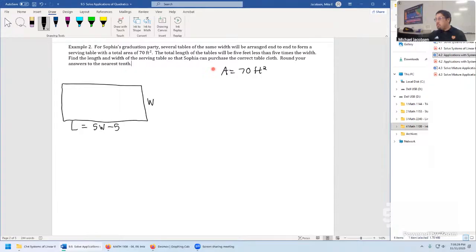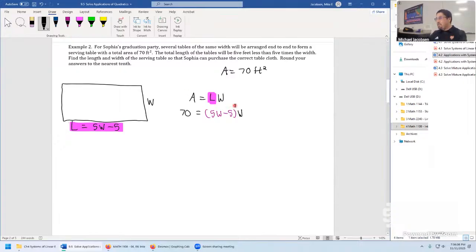Next thing you could do to solve this is just write down the area formula. Area equals length times width. We already know that area is 70 feet squared, so we can make a substitution here. I'll drop the units until we get to the end part of the problem. We also can make another substitution for length. Probably shouldn't use that color. That has a different meaning for the quadratic formula. We can substitute length in right in this position for L. So 5W minus 5 times W is the equation we're solving on this one.